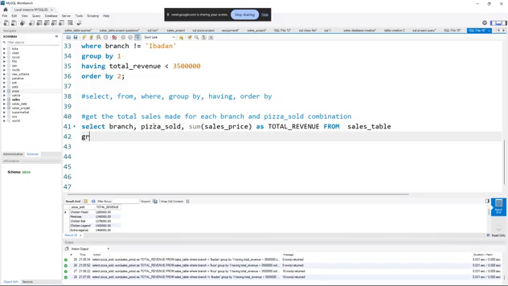Group by what? So I have to group by 1, 2. That is, I want to group by both the branch and the pizza sold because it is the combination of both of them. I don't know if you're getting it. So I can decide to say I want to group by branch. I can write it in full: branch, pizza sold. Group by branch and pizza sold.